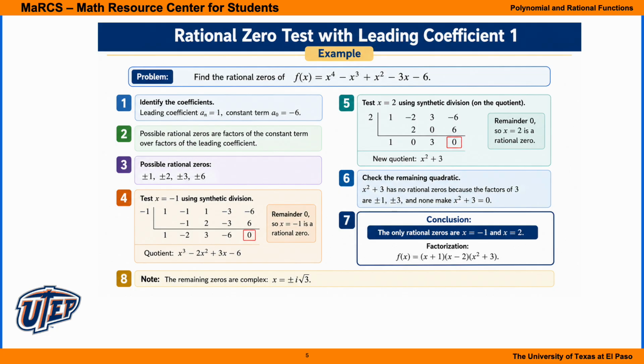So now we can check the remaining quadratic. x squared plus 3 has no rational zeros because the factors of 3 are plus or minus 1 and plus or minus 3, and none of those possibilities make x squared plus 3 equal to 0. So that means that the only rational zeros are x is equal to negative 1 and x is equal to 2. So our final factored form of the function is f of x is equal to x plus 1 times x minus 2 times x squared plus 3.